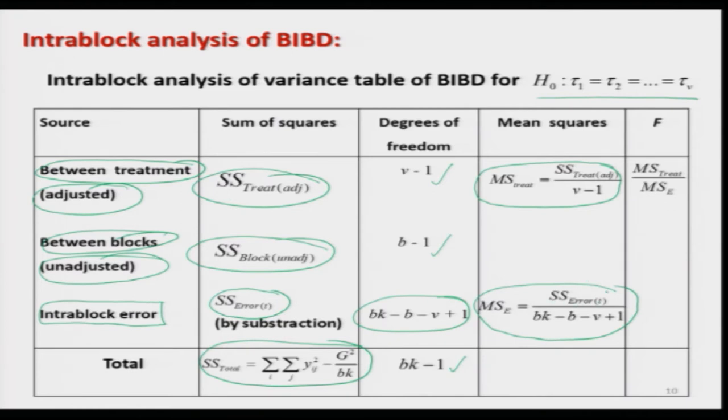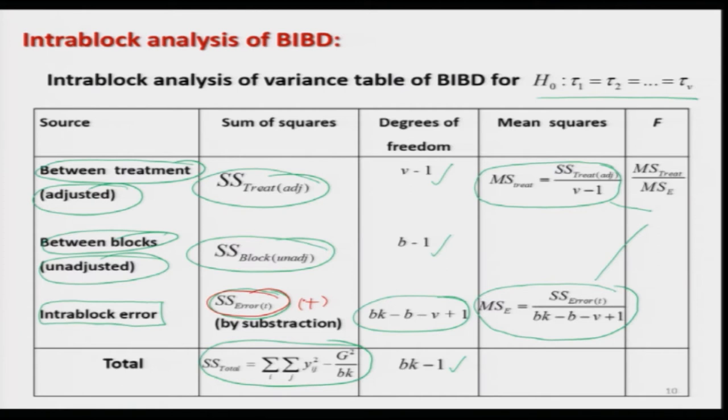T means treatment, right. So now you are going to take the ratio of the two, and that is going to give you the F statistic. So, now you can see that in this terminology, in the term SS error, I am writing T in the subscript. So, now you can understand.